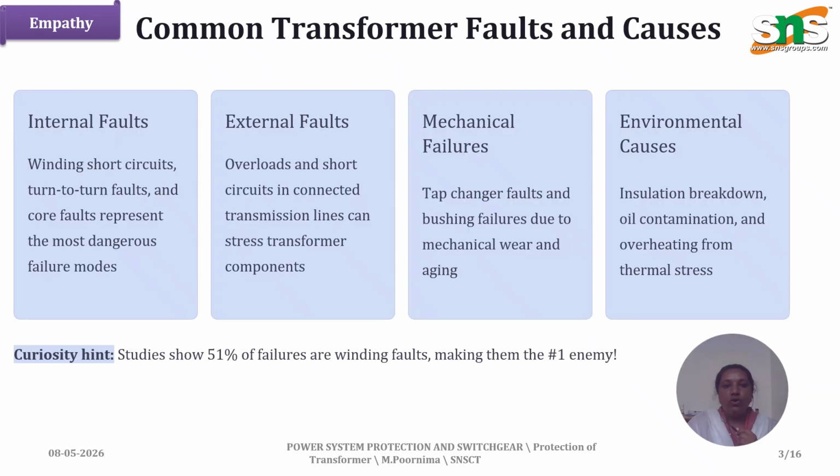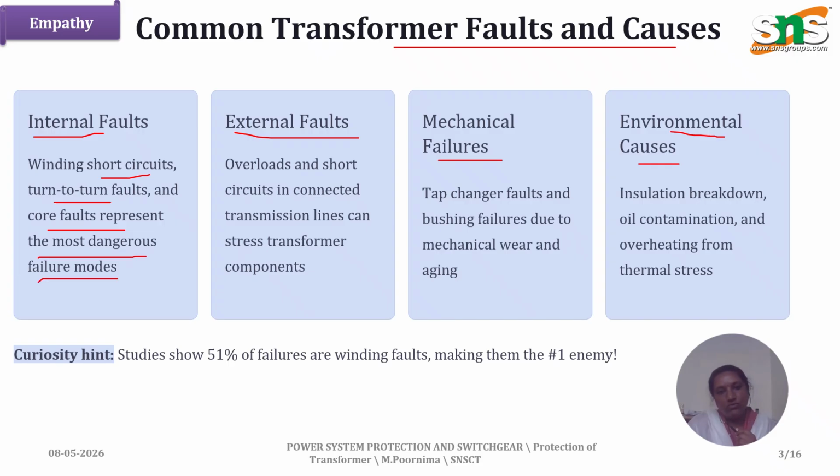Now coming to the common transformer faults and causes. Here we have internal faults, external faults, mechanical failures and environmental causes, so it is categorized into four types. What about the internal fault? A short circuit, turn-to-turn fault, and core fault represent the most dangerous failure modes.